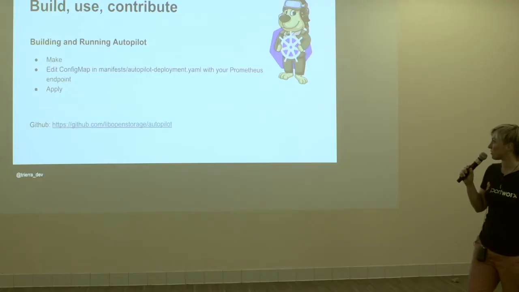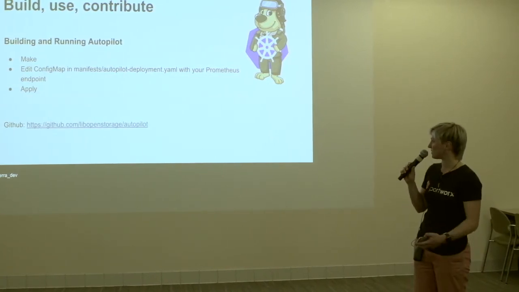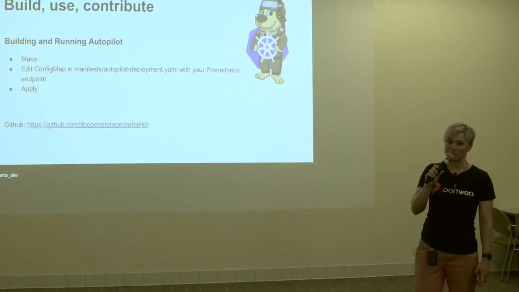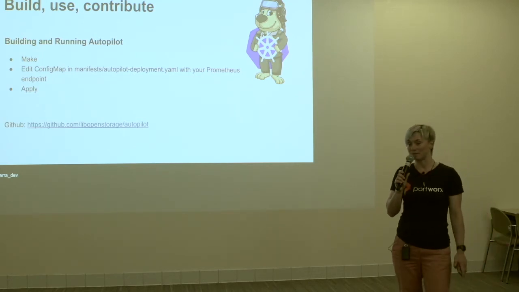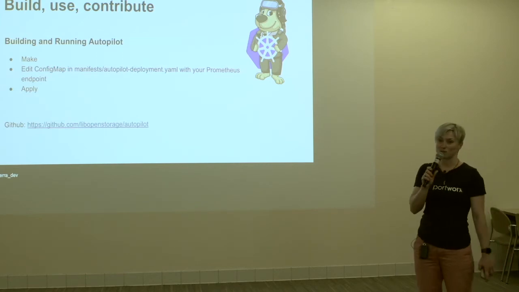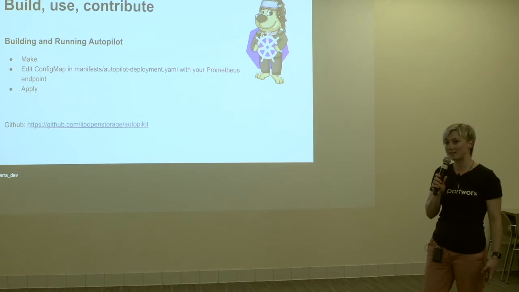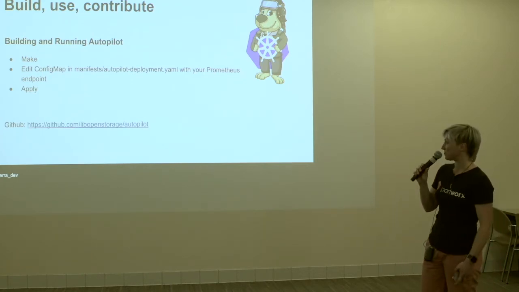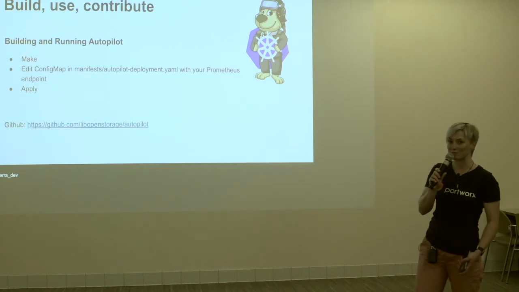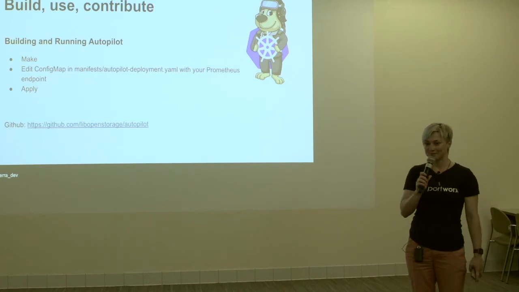To build, use, and contribute, building and running is as simple as it could be. You just do make, edit one YAML file, and apply, and Autopilot will do all the job for you. If you want to contribute, if you want to participate, if you need some actions to automate, if you want to sleep and not modify or configure your project in the middle of the night, please come and join us at our GitHub account. Thank you.